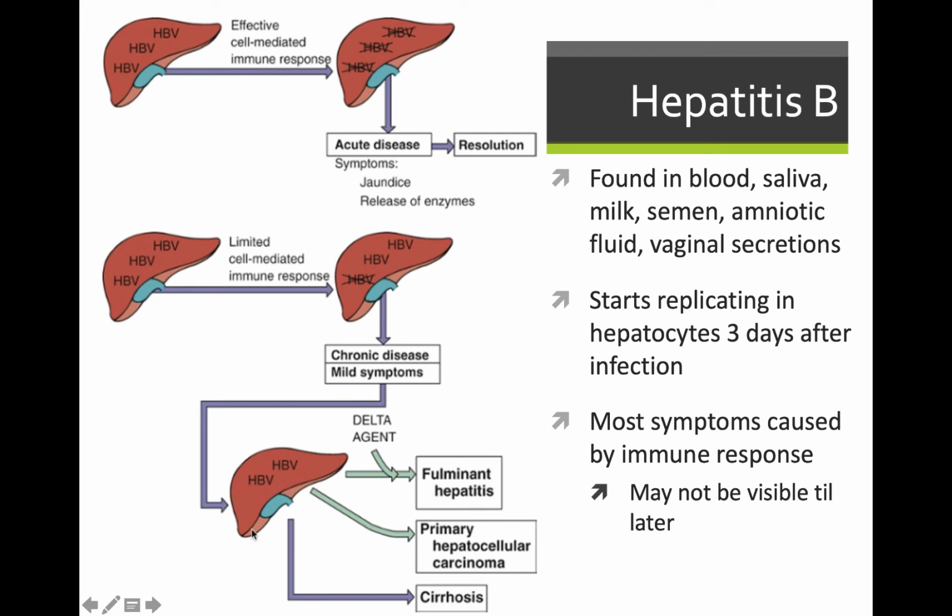so in patients who have chronic infection with hepatitis B, you eventually can get cirrhosis of the liver. That's most common. You can also develop that hepatocellular carcinoma. And in some cases, you'll have a co-infection with something that is called delta agent.